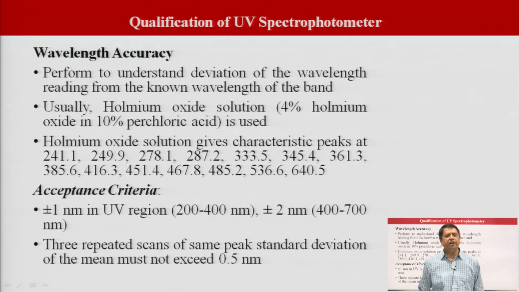The acceptance criteria of this test is plus minus 1 nanometer in the UV range between 200 to 400 nanometer, and plus minus 2 nanometer between 400 to 700 nanometer, and for 3 repeated scans of the same peak, the standard deviation of the mean must not exceed 0.5 nanometer. So, this is the acceptance criteria for this test.